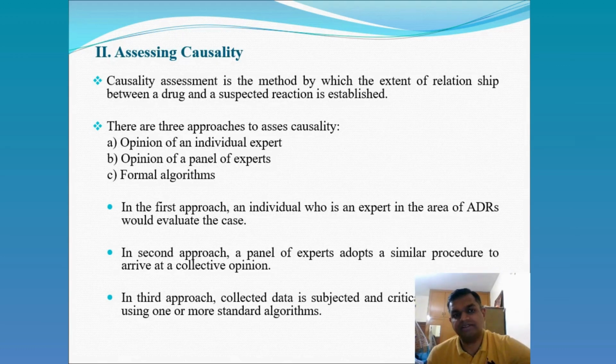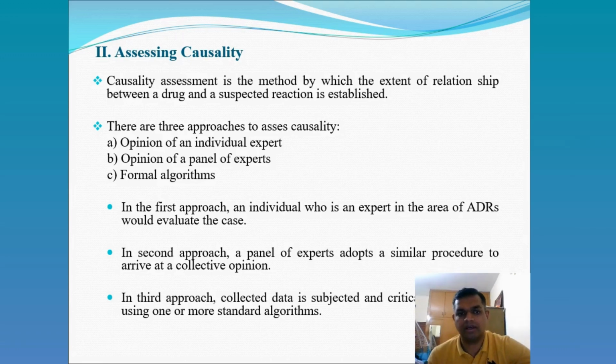Next, we move ahead with the second step of ADR monitoring, that is assessing the causality. Causality assessment is the method by which the extent of relationship between a drug and a suspected reaction is established. There are three approaches to assess the causality. First is the opinion of an individual expert. Second is the opinion of a panel of experts. And third is the formal algorithm. These three approaches have their own benefits.